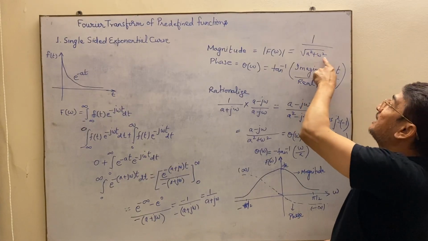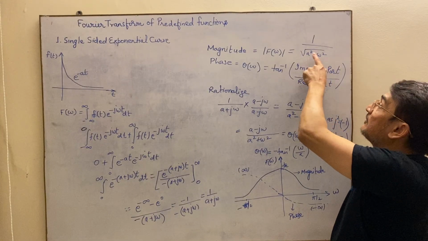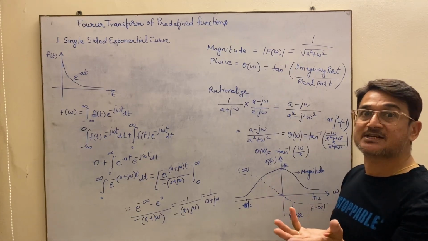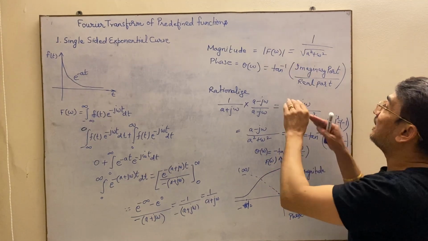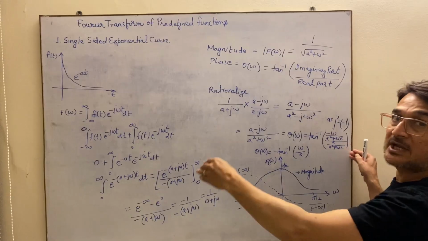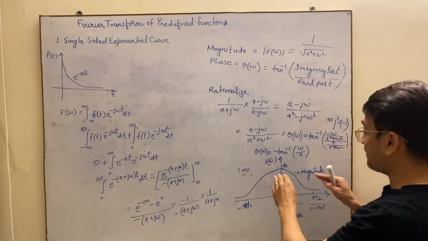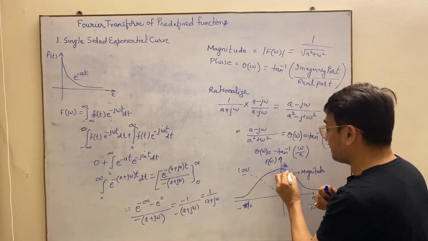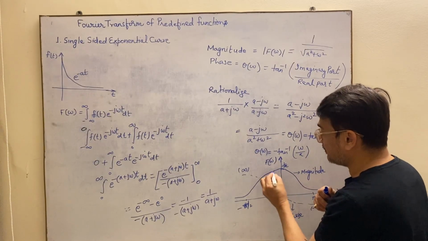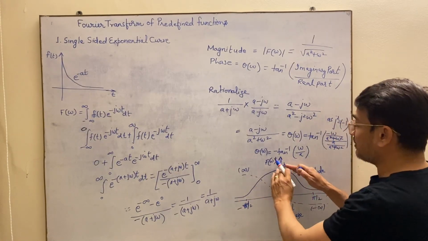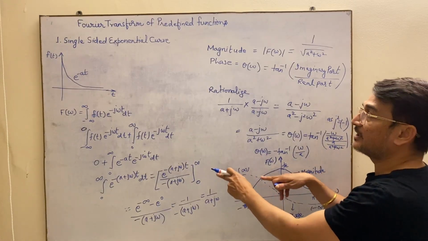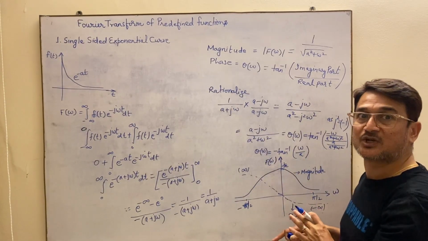root. And if you put omega equal to minus 1, it will also give the same value, because the square of plus and minus both values are the same. So that way it will be reducing at both ends, in the negative as well as the positive side. So this is the maximum value, and then it will start decreasing in both directions. So this way you can plot the magnitude of the Fourier transform of a single-sided exponential curve.